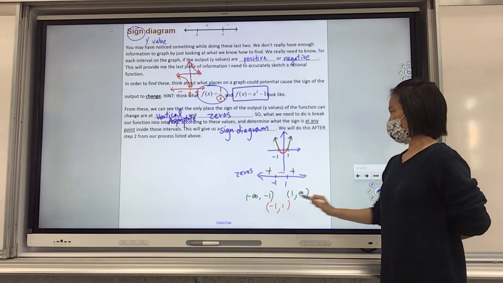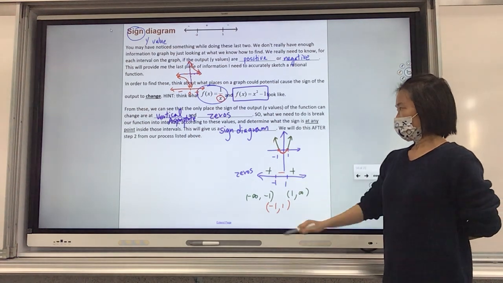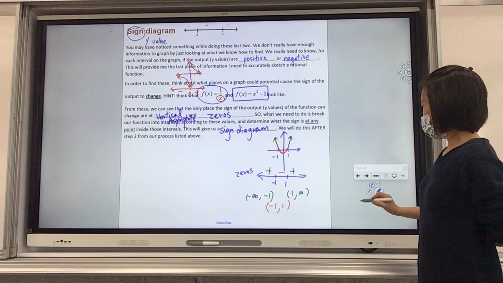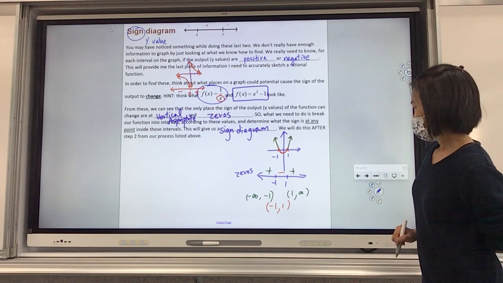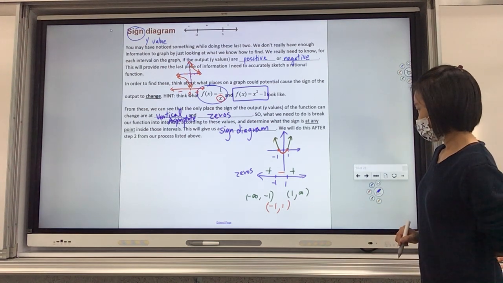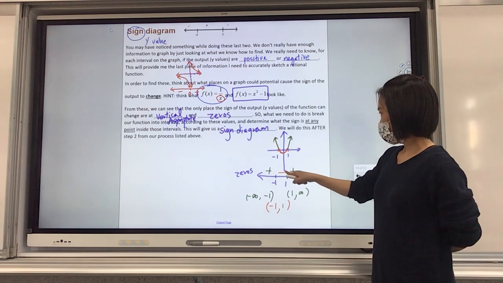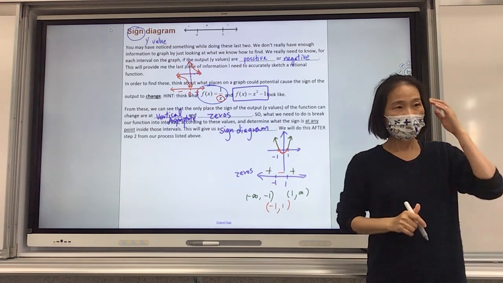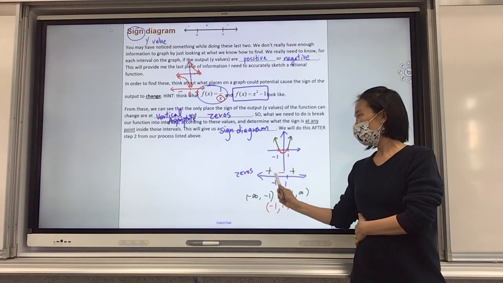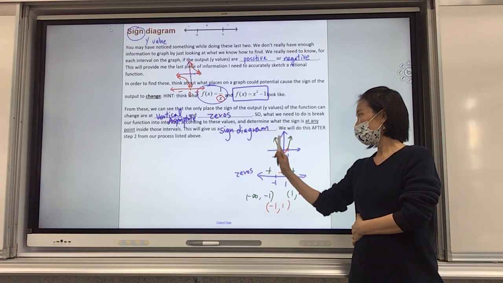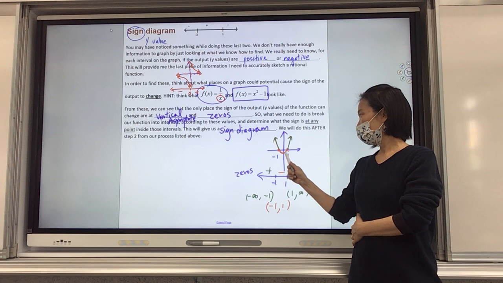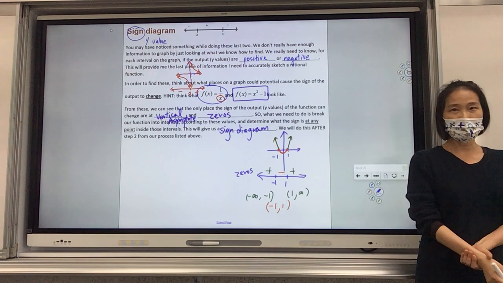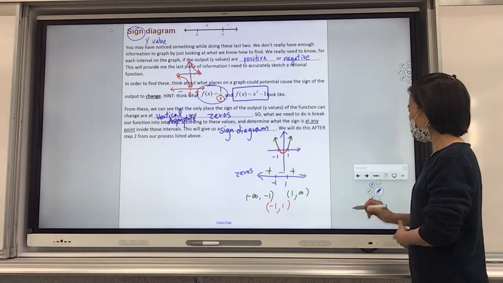See, this is the sign diagram right here. Wait, why is there some negative? y is positive at negative infinity to negative 1. In between, this is negative. Yeah. Negative y. This is the sign: positive, negative, positive. This is telling you y is positive here, y is negative in between, and y is positive again. Okay? Good.